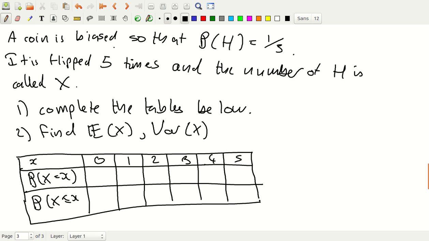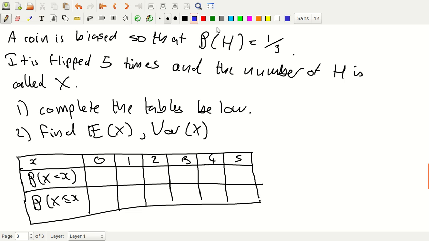Okay, here we have a third question about these random variables, these combinatorial ones. And we now have a coin that's biased, so the probability of heads coming up is 1/3. It's flipped 5 times and the number of heads is called x. And we're asked to complete the tables below and then find the expected value and the variance as usual. So again, please pause the video and have a go at that.